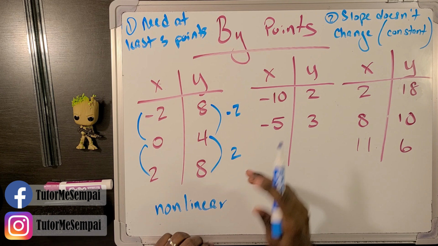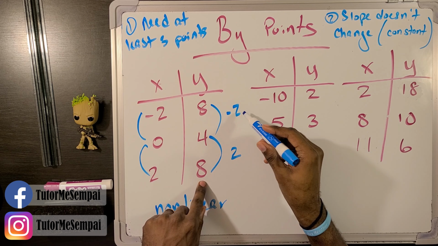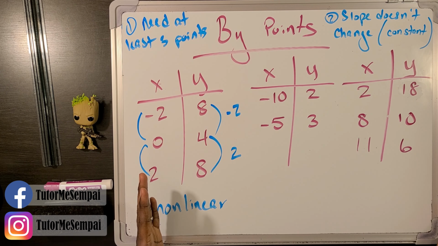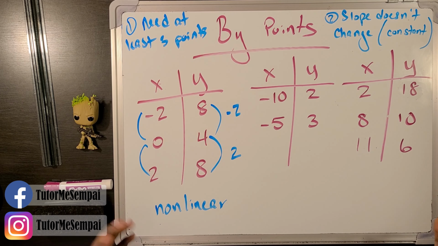After your first slope change, you don't have to check any more points. So let's say I have more than just these 3 points. Once I see it change once, I can effectively stop there because it doesn't matter if the rest of my graph is going to be linear. If you have a point that's not linear, your entire graph is nonlinear.